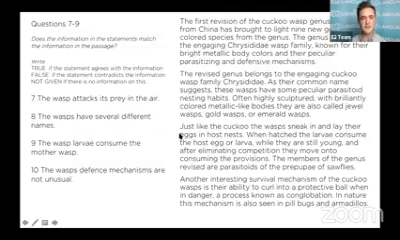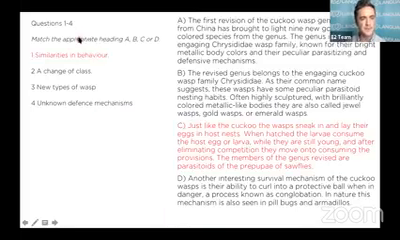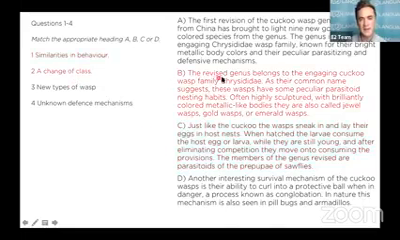That's probably enough time. Let's look at the answers. Now, match the appropriate heading, A, B, C, or D. Similarities in behavior. Just like the cuckoo, the wasps sneak in and lay their eggs in host nests. Just like the cuckoo, similarities in behavior. There you go. A change of class. The revised genus. There you go. A change of class.